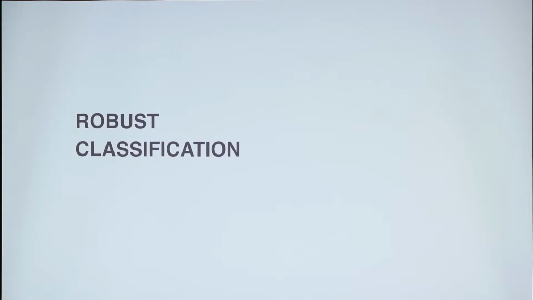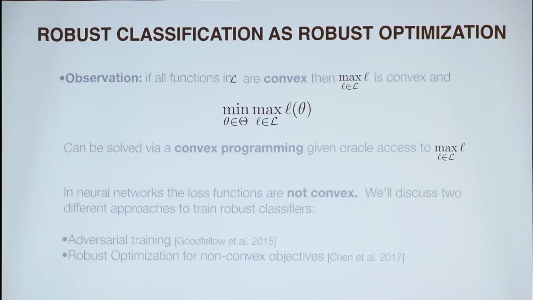So what are some methods for thinking about robust classification? Here's a simple observation. If all your functions in L are convex, as they are in linear classifiers, then the max over L from this class is also a convex function. And then finding the min-max of L can be solved with convex programming. That makes sense? Given that you have access to the max over L from this class. A lot of the techniques have this in the back of their mind; it's the first step in terms of intuition.